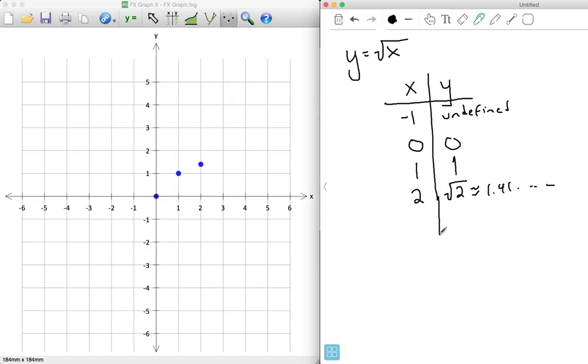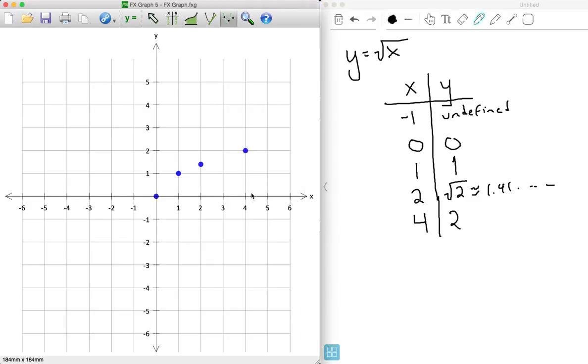The next x value I should have picked maybe is a perfect square, so I'm going to pick 4. The square root of 4 is 2, so I'm going to go to 4 here, and I'm going to get 2. You'll notice this kind of looks like the reverse of x squared. There's a reason for that your teacher will eventually get into. And we get those 3 points.